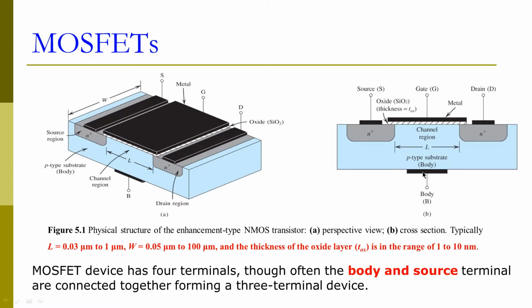Sometimes our body and the source will be connected together, and the transistor will become a three-terminal device. In the application of most electronic switches, these two usually will be tied together. But in some other application, especially in the analog application, these two terminals might be separated.